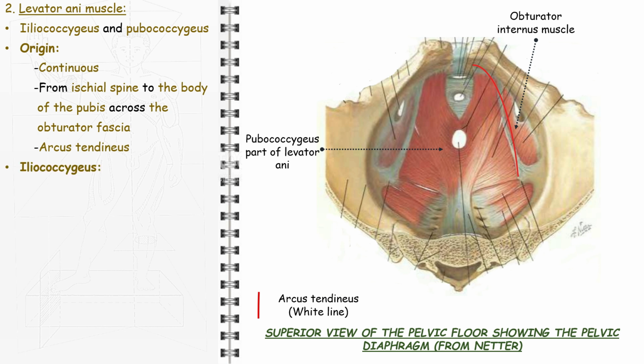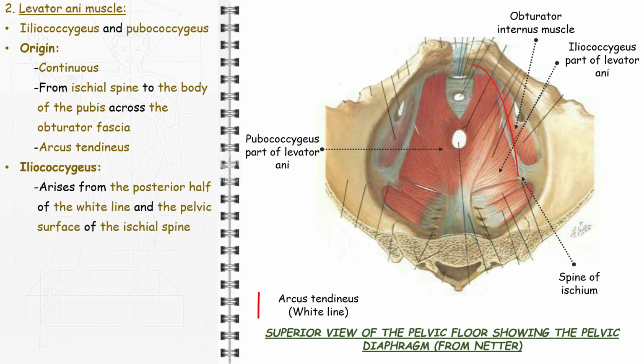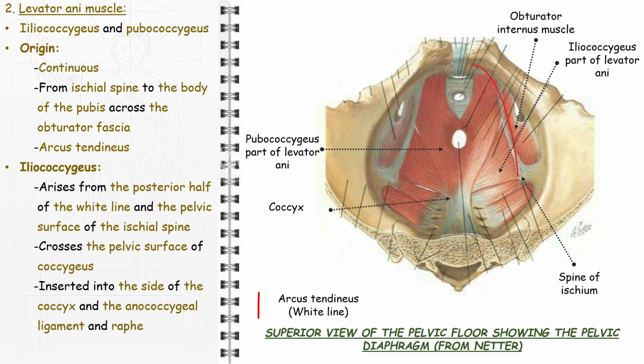The iliococcygeus part arises from the posterior half of the white line and the pelvic surface of the ischial spine, and crossing the pelvic surface of coccygeus its fibers are inserted into the side of the coccyx and the anococcygeal ligament and raphe. This extends from the tip of the coccyx to the junction of rectum and anal canal. During defecation, and especially during the second stage of labor, it is passively stretched. Note that the iliococcygeus does not arise from the ilium. Its name derives from its former origin on the iliac bone at the pelvic brim.